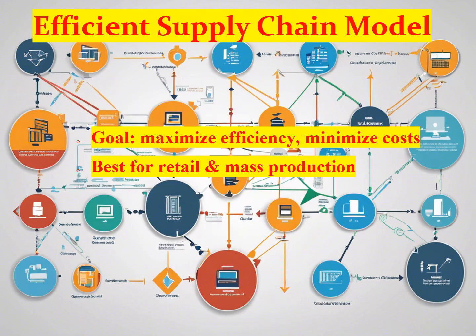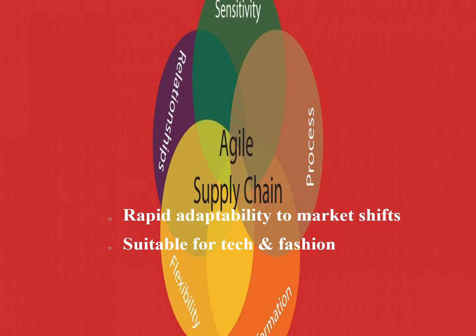Another supply chain model is efficient supply chain model, which is the most widely applied SC model, designed for cost efficiency and value maximization. It is best suited for low-cost, standardized products such as those in retail and mass manufacturing. The next major model is agile supply chain model, which is about responsiveness, quickly adapting to demand shifts or market changes. It's highly relevant in industries like technology and fashion.